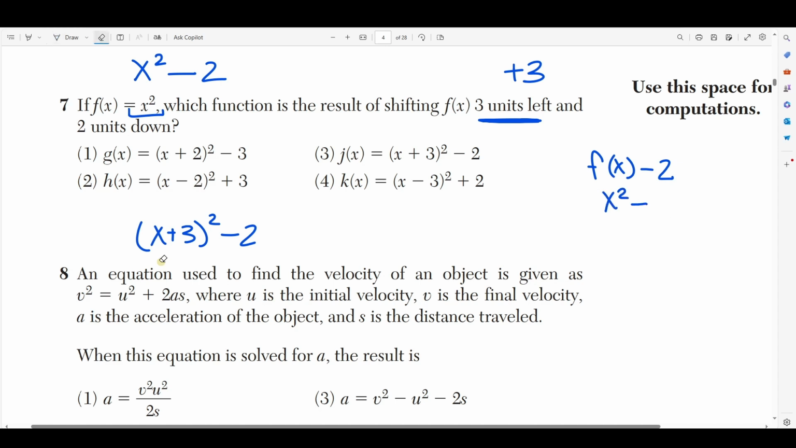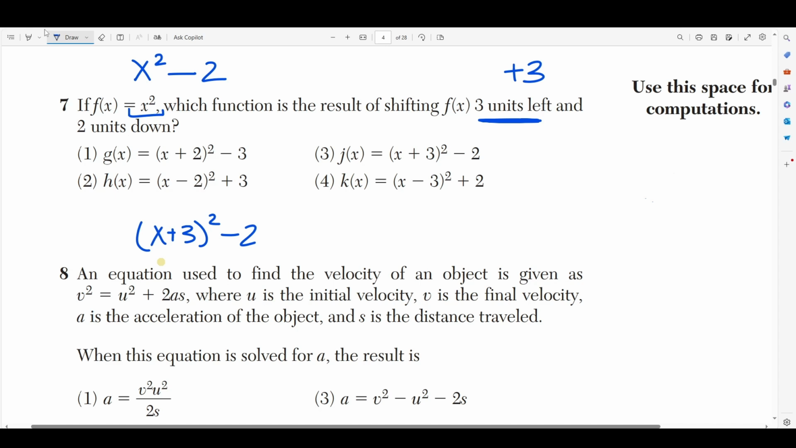Now, if I want to shift 3 units to the left, I need to alter my x. So I do f of x plus 3, right? And I can substitute for x, and that's just x plus 3 squared, right? So remember: left, right, x; up, down, f of x. That's how you do it, right?